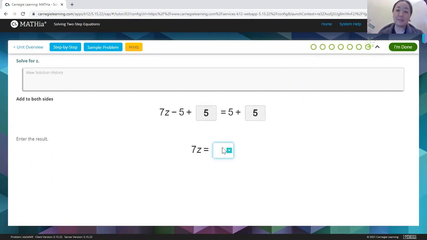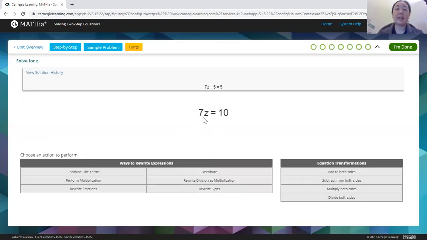Nice. Ooh, did you see that? You have to be quick. All right, and if you notice right here, this is 5 + 5. Last I checked, that was 10. Press enter. And then here, we just need to get rid of the 7.